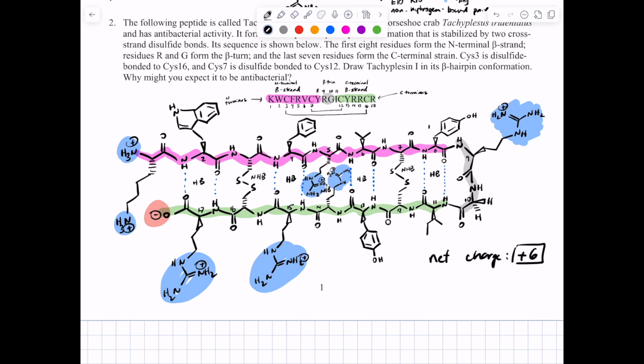The other thing I notice about it is I'm going to highlight in orange the non-polar side chains. Tryptophan, phenylalanine, valine. Tyrosine is mostly nonpolar. Another tyrosine, another isoleucine. So you've got a fairly good mix of pluses and nonpolars.